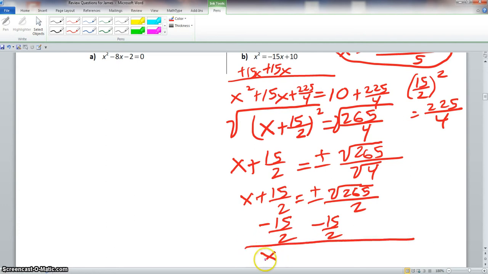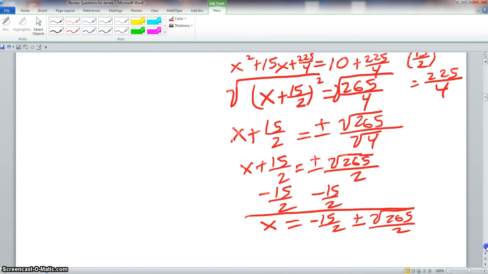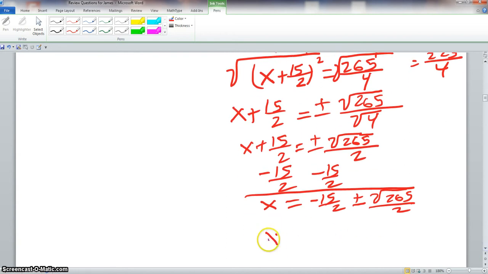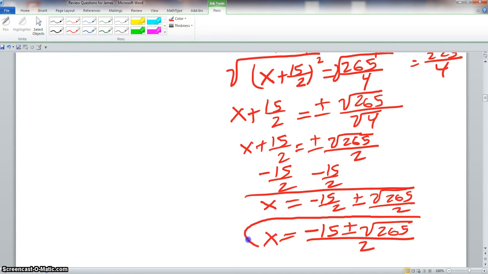And we will have x is equal to negative 15 over 2 plus or minus the square root of 265 over 2. Now, if you notice here, we have the same denominator. So we can combine this. We have negative 15 plus or minus the square root of 265, all divided by 2. And this is our final answer.